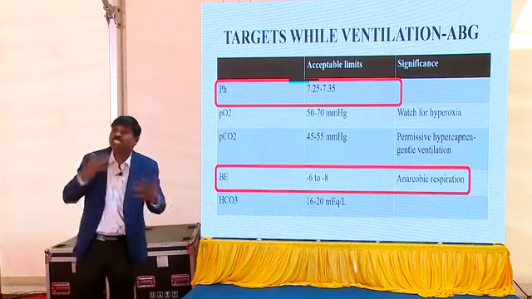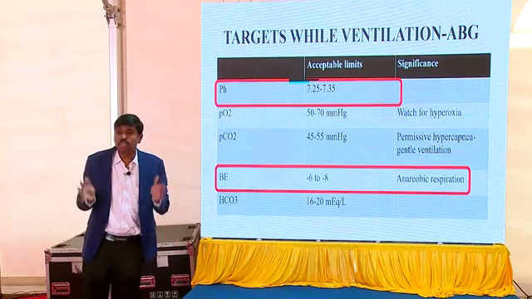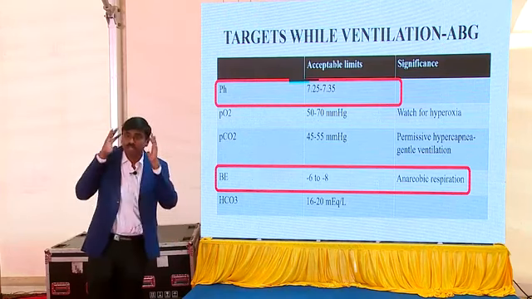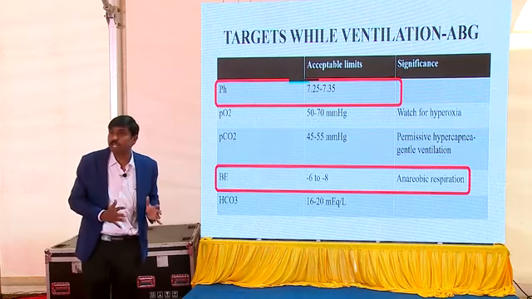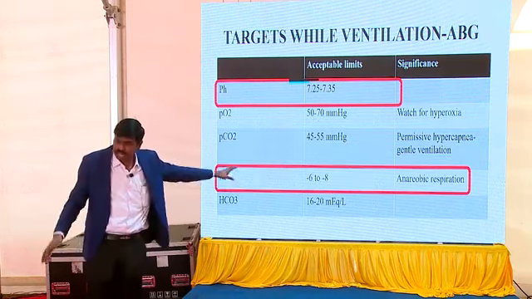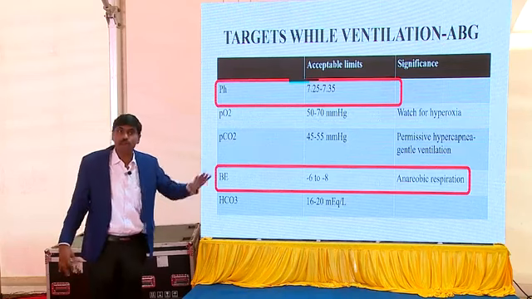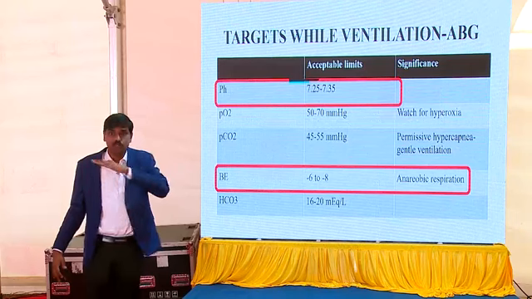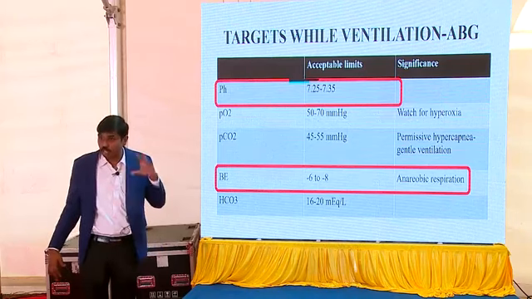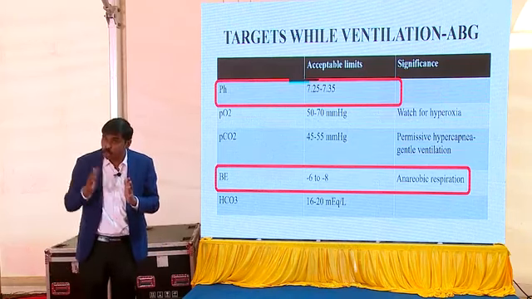These numbers, again, the targets keep changing. Your unit should decide: this is the pathology in the baby, these are the numbers we slowly want to achieve. Sometimes you have very sick babies, and you accept a little high carbon dioxide and a little low oxygen, provided your pH and base deficit are fine. So you are not going to stick to one number. It depends on the baby, and ultimately you are slowly going to achieve the target.